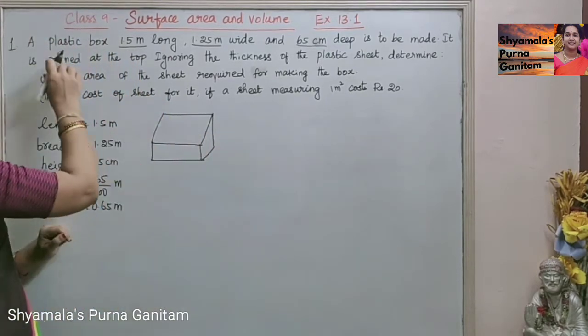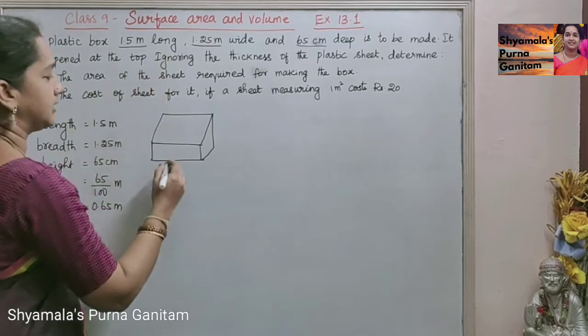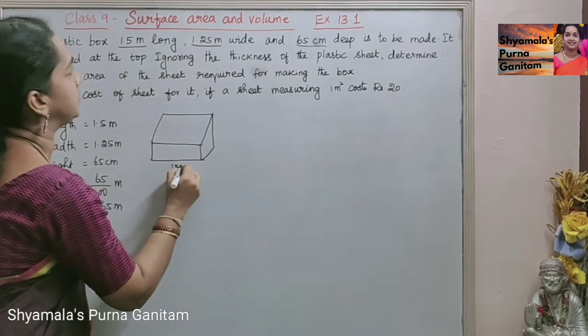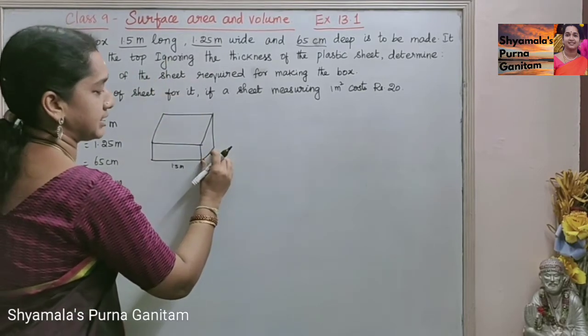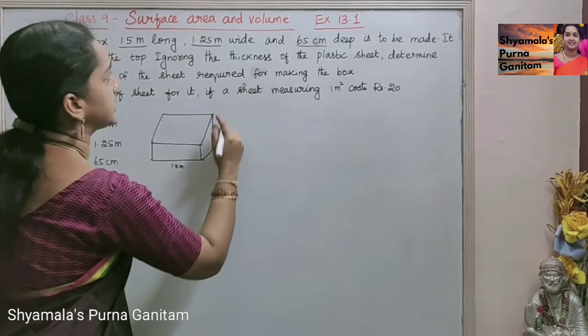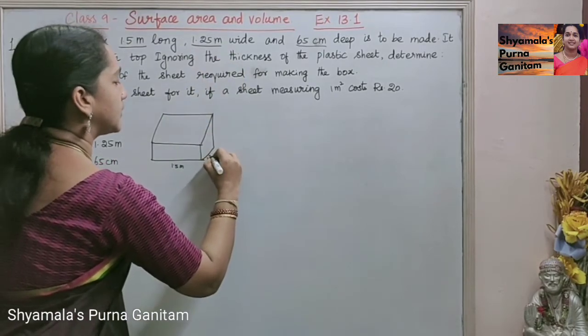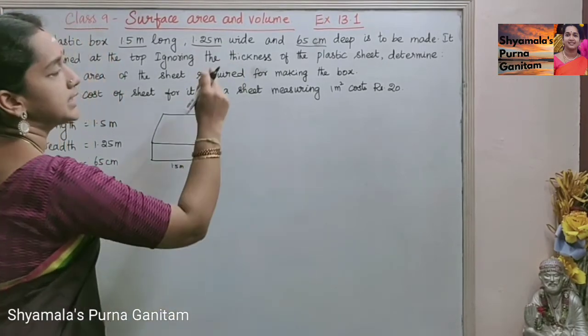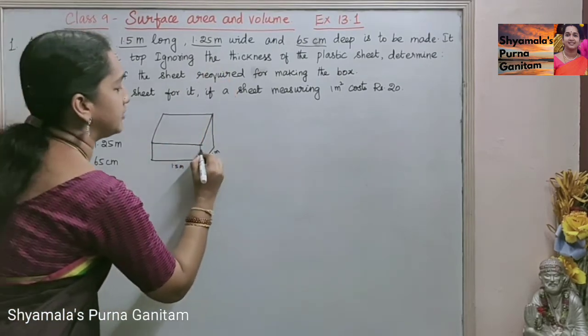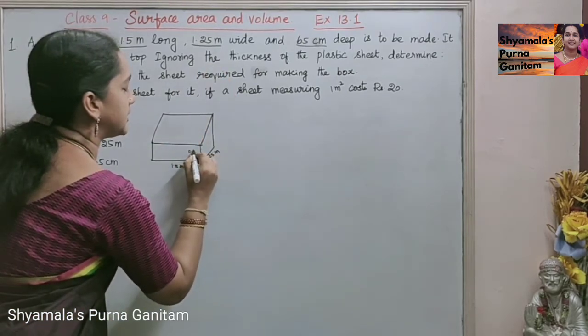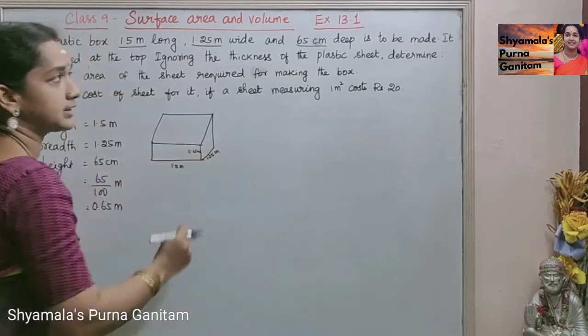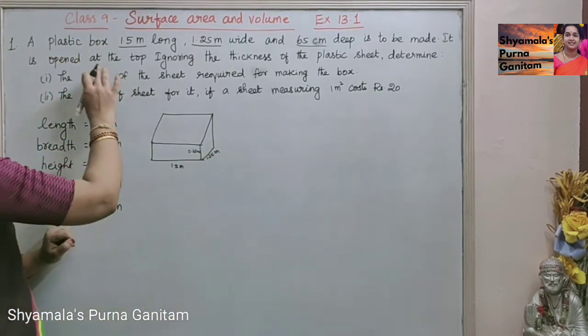This is the box given, a plastic box. Length is given as 1.5 meter, width is given as 1.25 meter, and height we have converted to meter, that is 0.65 meter. This is the height.